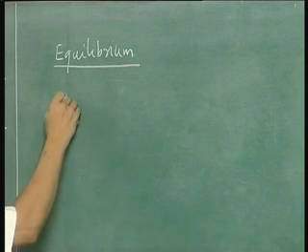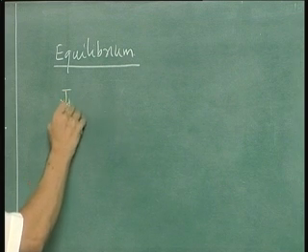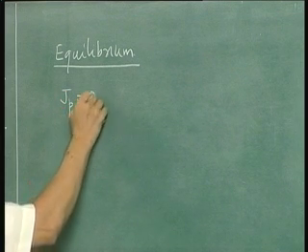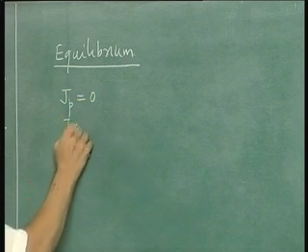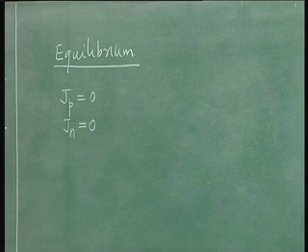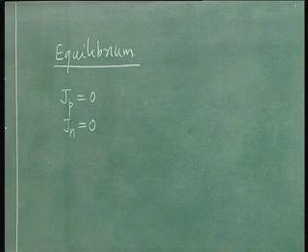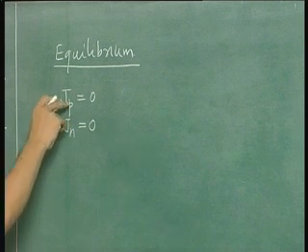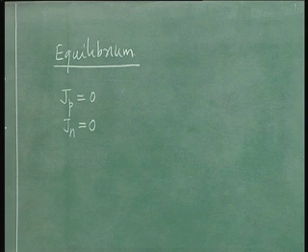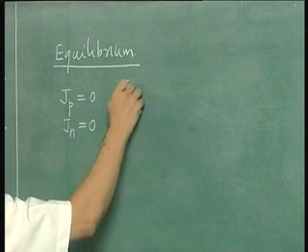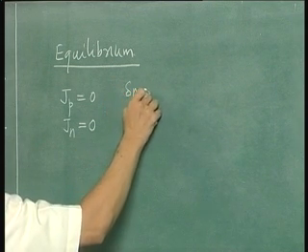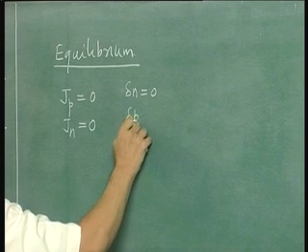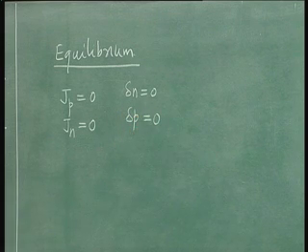Under equilibrium, Jp is 0 and Jn is 0, because according to the equilibrium state, for every process there is an inverse process going on at the same rate. There cannot be any currents either for holes or for electrons. Further, there cannot be excess carriers, so delta n is equal to 0 and delta p is also equal to 0.